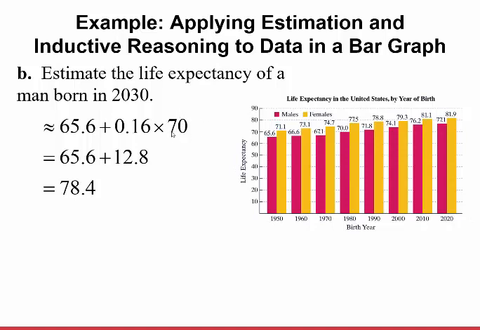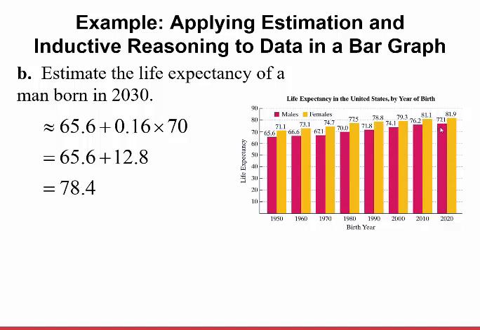To find out how much life expectancy has gone up over that time, you take the number of years and multiply it by the 0.16 life expectancy is going up per year. Well, that means 0.16 times 70 is roughly 12.8 years. So since 1950 to 2030, life expectancy for males has increased 12.8 years. So 12.8 years plus what it was in 1950 gets you 78.4.